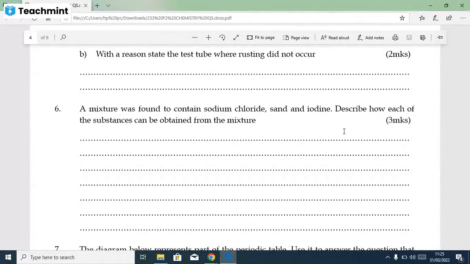Continue. Then you filter the solution, in which sand will be obtained. What about iodine? You have filtered out the sodium chloride, so sand and iodine will remain as residue.